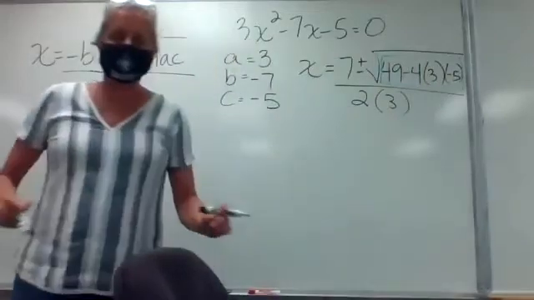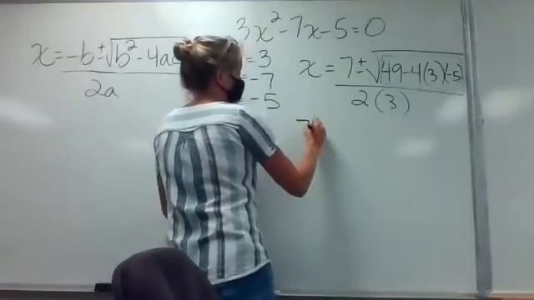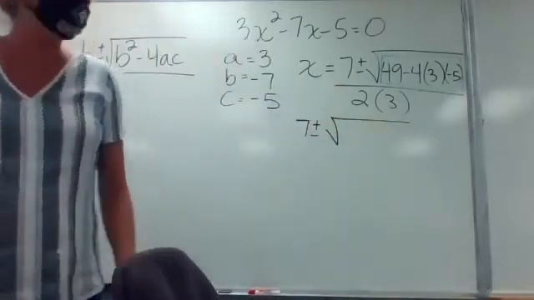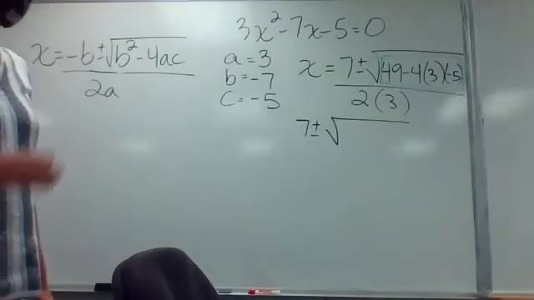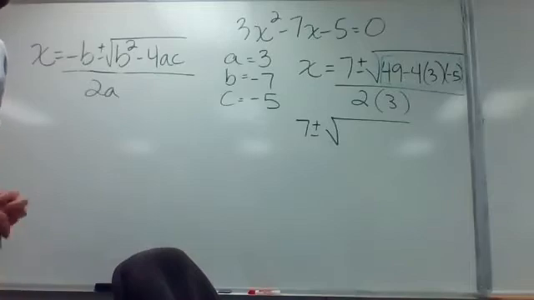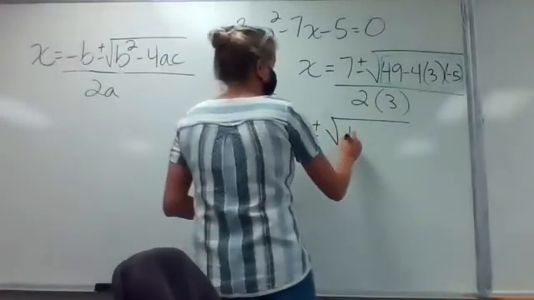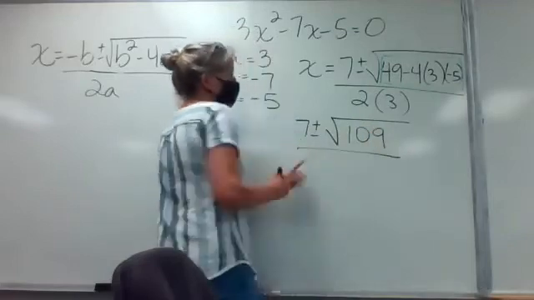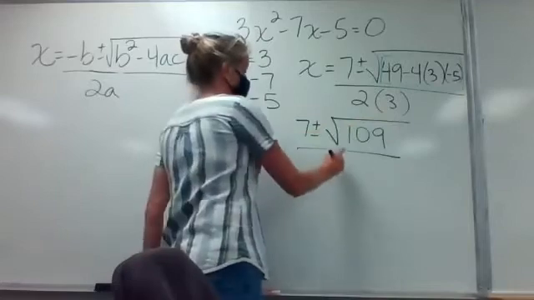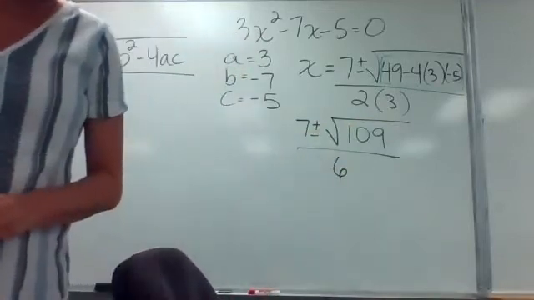Put that in your calculator to see what's underneath that square root. So you've got 7 plus or minus the square root. When you type in 49 minus 4 times 3 times -5, what does it give you? 109. And then your denominator is always a lot easier to figure out. 2 times 3, which gives me 6. So there's your exacts.